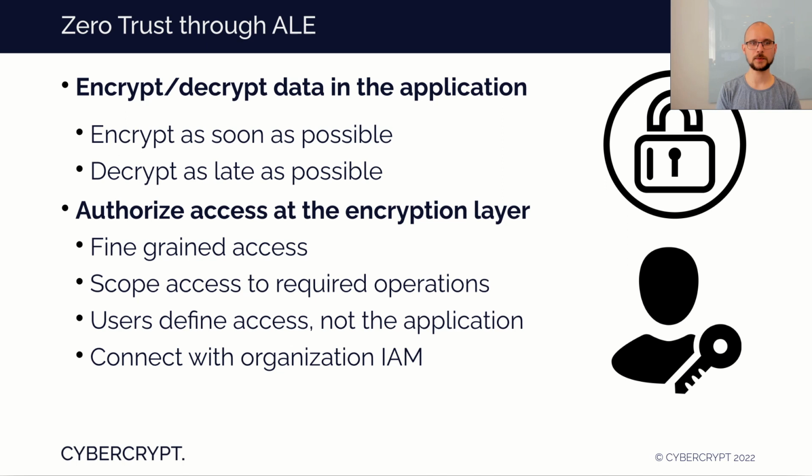And what I might be hinting at here as well is that users should be defining the access, not the application. So if you have some front end that accesses stuff on behalf of a user, then it should be the user that defines what they have access to. It should not be the application. One way to do this is to connect this authorization layer you have in your encryption logic to your organization's IAM, for example, so that the encryption layer knows, okay, this user needs, at this time, read access to this specific piece of encrypted data, then I will decrypt it for them.